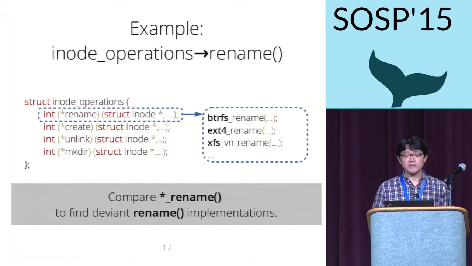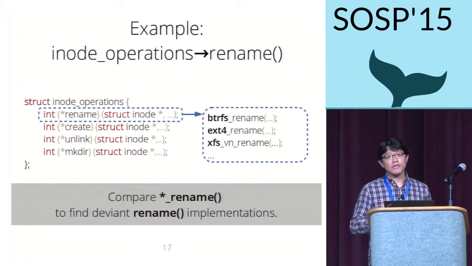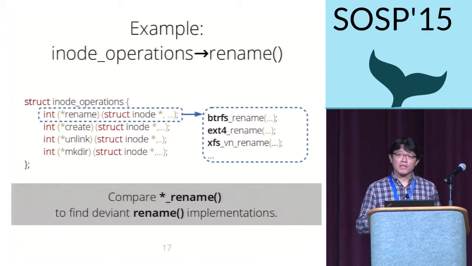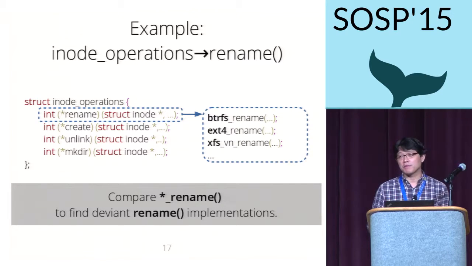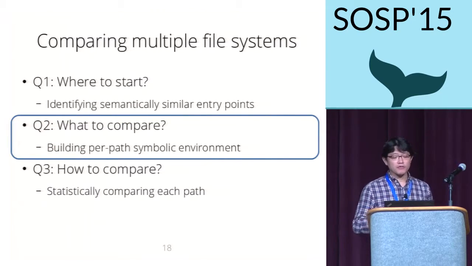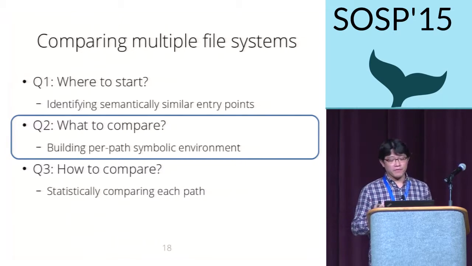So if a file system wants to provide a rename operation, it has to implement its own version of rename, and then provide it through the inode operation interface. So regardless of the file system, the file system specific rename implementation should have the same high-level semantics. So when we say Juxta will compare rename, what Juxta actually compares is the file system specific implementation of rename. We call these functions the VFS entry points.